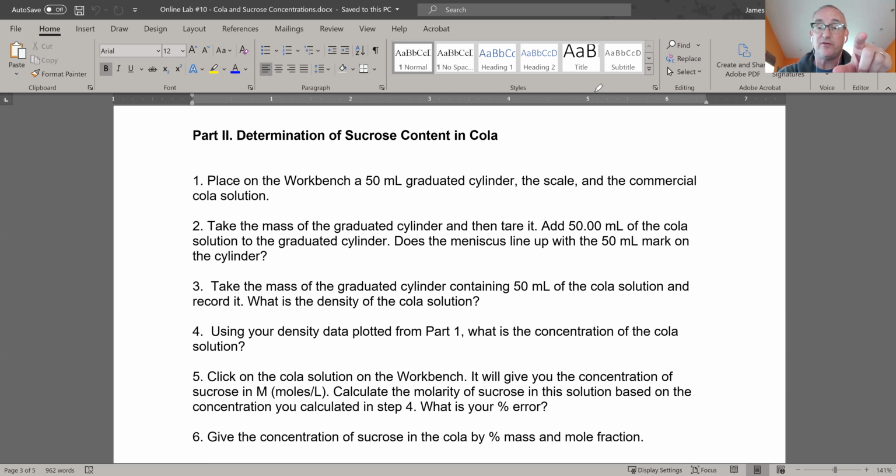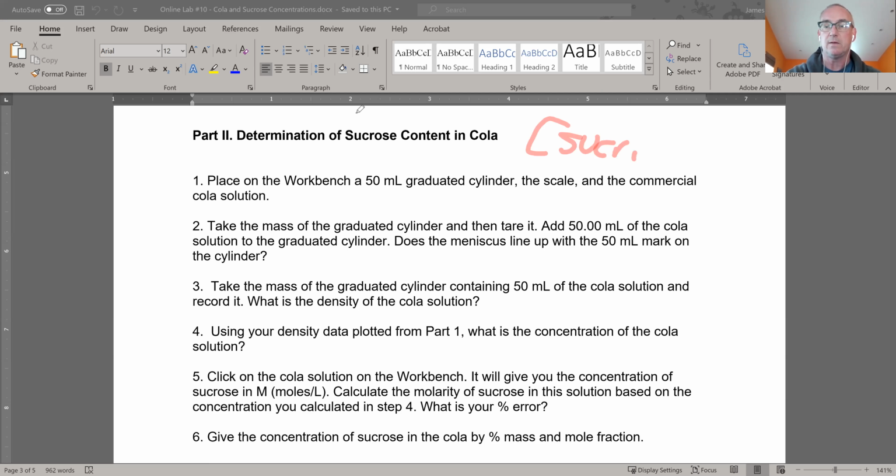The other bit of information that the website gives us, it actually gives us the exact concentration in molarity. And so what we can do is see whether our measurement of the concentration of sucrose agrees with this concentration, and then we're going to figure out what our error is in determining that. Okay.